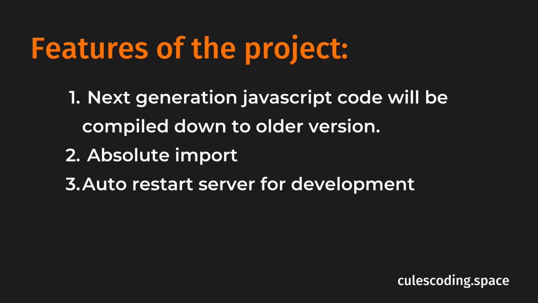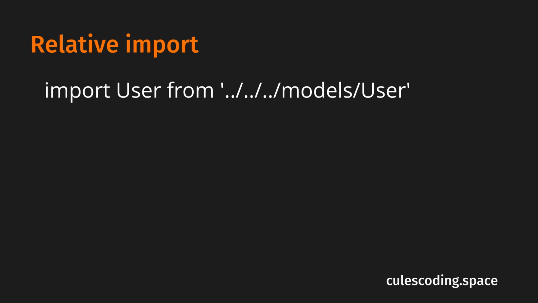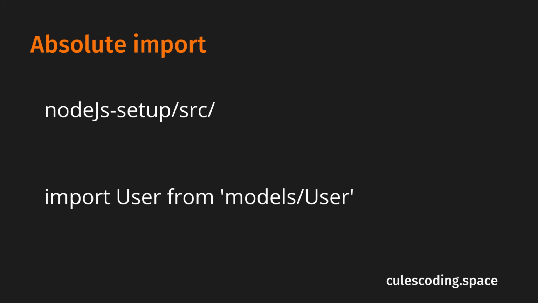Second thing is absolute import. Now let's see what is relative import. When we try to import any file, we try to import relative to our current file. For example, like this. If you do it multiple times, it can be annoying. So we have a solution which is called absolute import. In absolute import, you set up a specific path in your project, and then you always try to import files relative to that specific path. An example would be like this. This will be our specific path, and we always try to import files relative to this specific path. This is what we call absolute import.